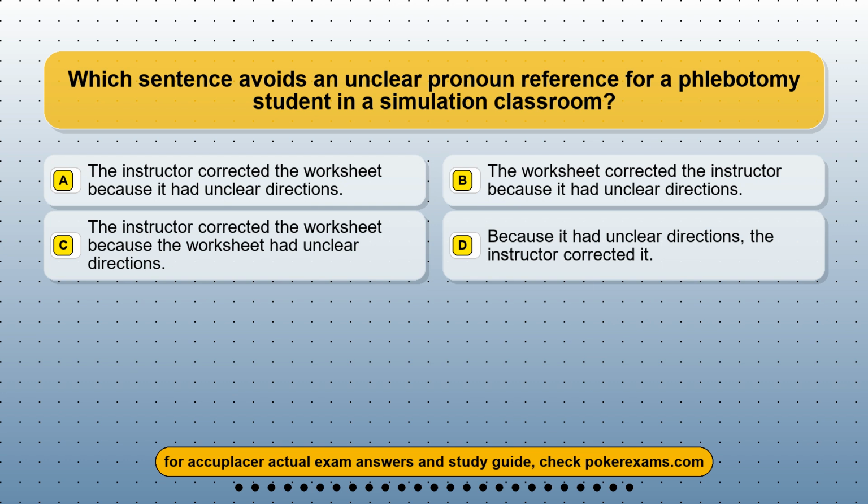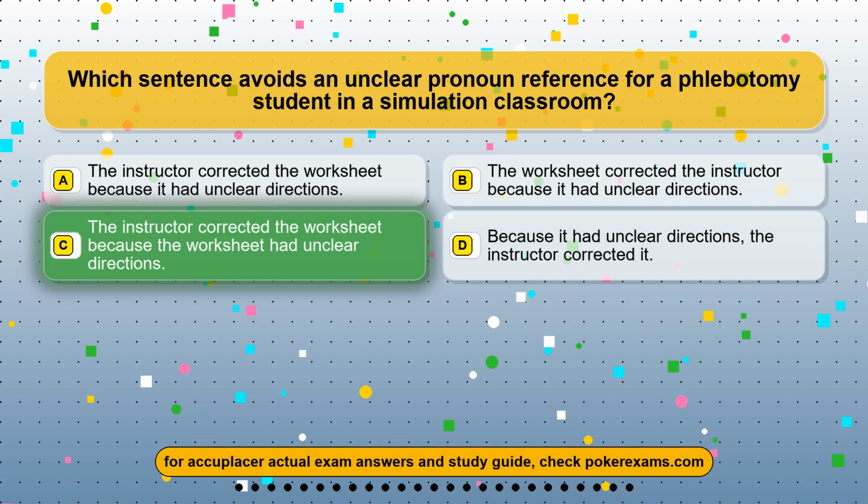Option A. The instructor corrected the worksheet because it had unclear directions. Option B. The worksheet corrected the instructor because it had unclear directions. Option C. The instructor corrected the worksheet because the worksheet had unclear directions. Option D. Because it had unclear directions, the instructor corrected it.